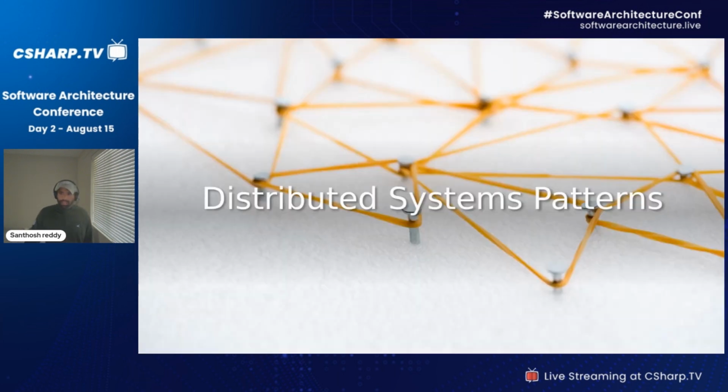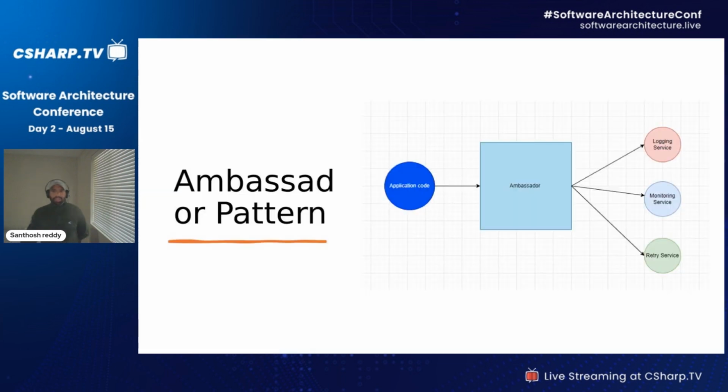And yeah, so let's look at some of the distributed system patterns. There are a lot of them, but I've captured some 7 to 8 which I use regularly, and the most common ones. So I'm going to go through each and every design pattern, and let's analyze more. So the first one is the ambassador pattern.